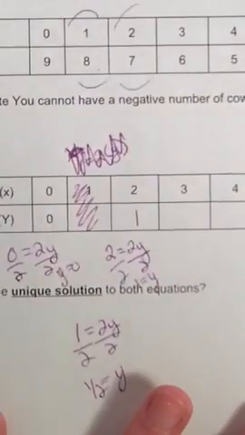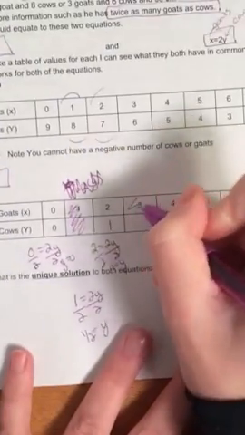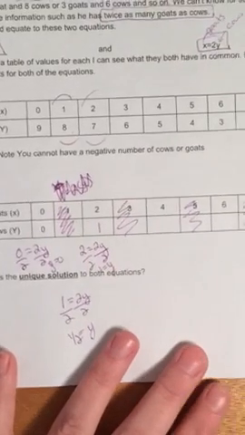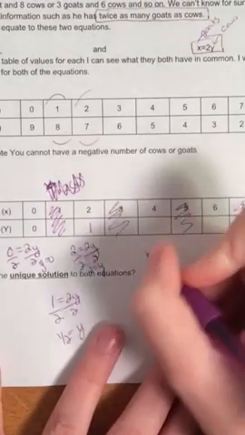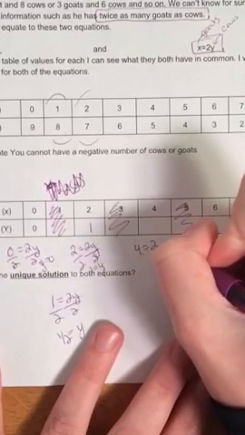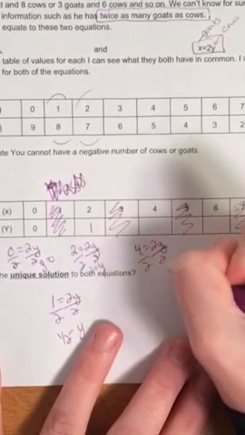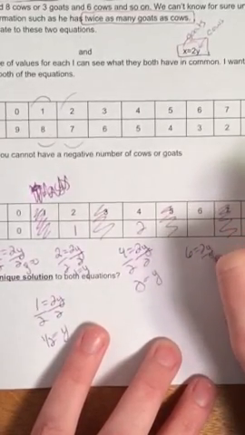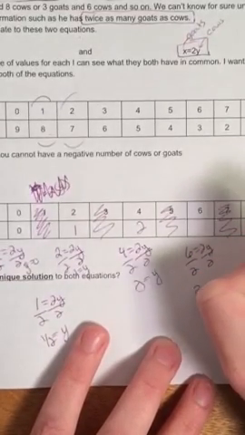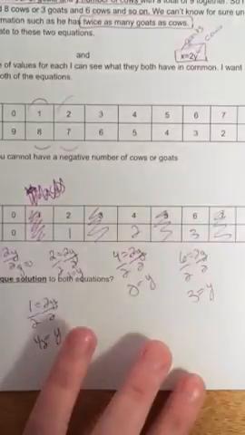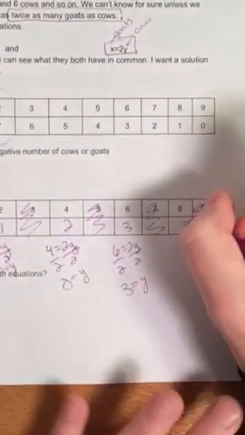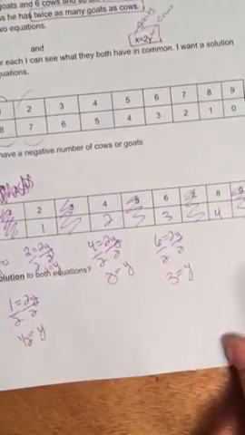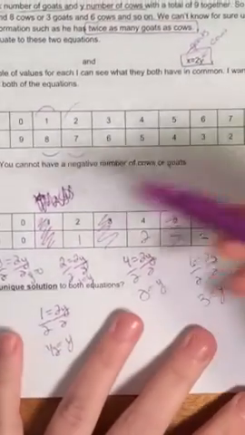Now I can kind of see here, if I plug in 3, I'm going to get a fraction. So I only want the even numbers. So I'm going to erase all my odd numbers here. Okay? So if I get 4 goats, if I divide that by 2, I'm going to get 2 cows. Okay? And if I have 6 goats and I divide that by 2, I'm going to get 3 cows. And you can kind of see a pattern going here. It's just half of this. So this would be 4. Okay?